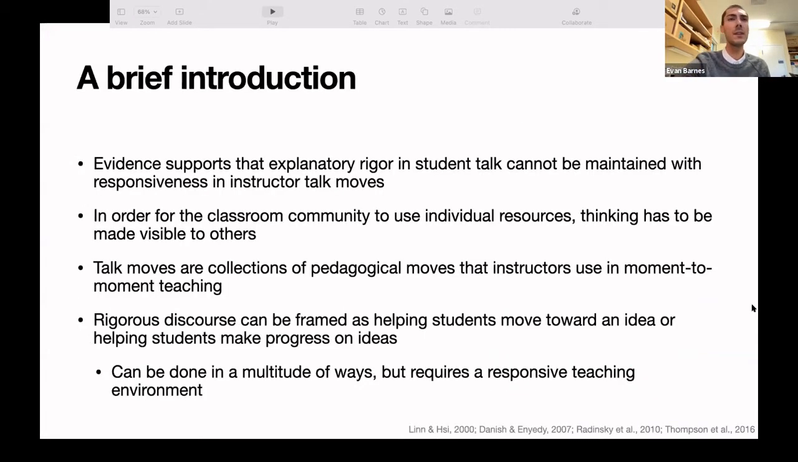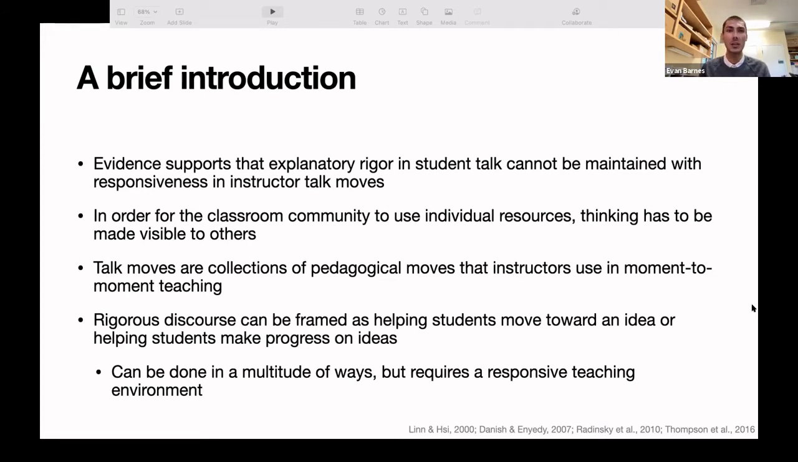All right, so a brief introduction. Eliciting student ideas is really the first step in enacting productive classroom discourse. And eliciting student ideas is really necessary to promote rigorous scientific understanding in the classroom. There's evidence that supports that explanatory rigor in the student's talk actually can't be maintained without some sort of responsiveness in an instructor talk move. And it's really critical that we elicit student ideas because in order for the classroom community to use ideas from different perspectives, we actually need that thinking to be made public.